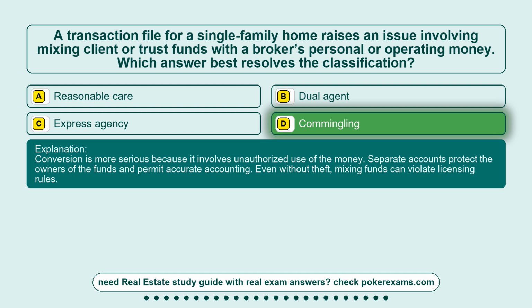Conversion is more serious because it involves unauthorized use of the money. Separate accounts protect the owners of the funds and permit accurate accounting. Even without theft, mixing funds can violate licensing rules.